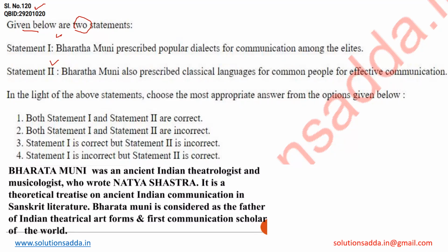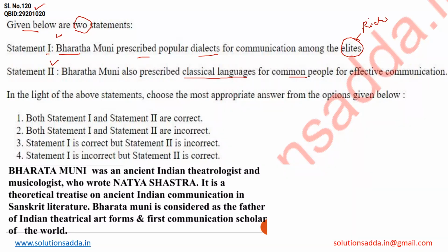So let's read the statements one by one. Statement 1 says that Bharata Muni prescribed popular dialects for communication among elites. Elites means rich people, we can say. And statement 2 says that Bharata Muni also prescribed classical language for common people for effective communication.